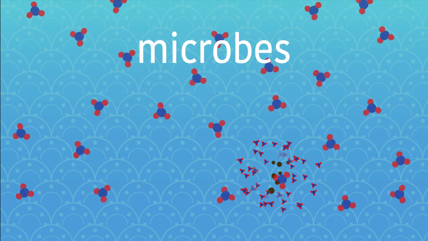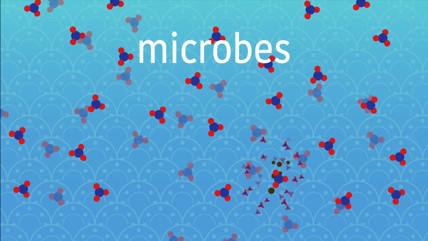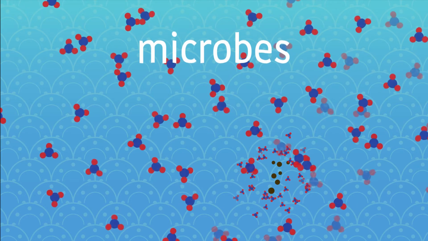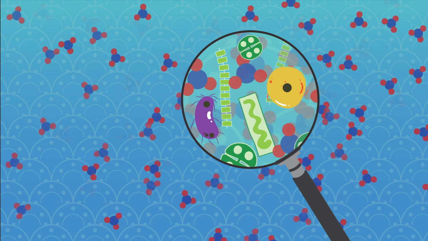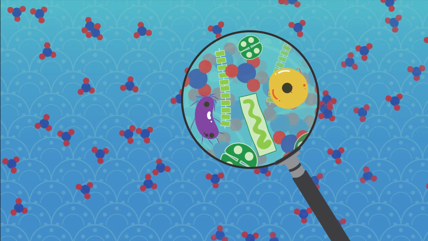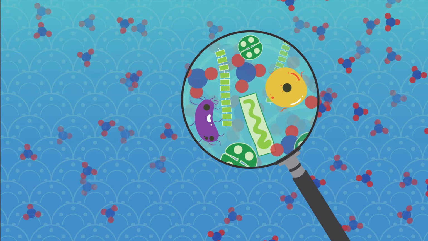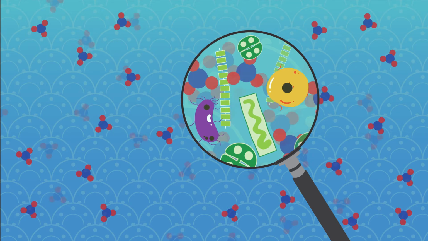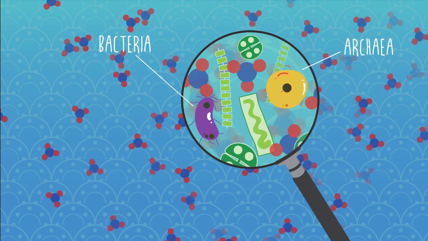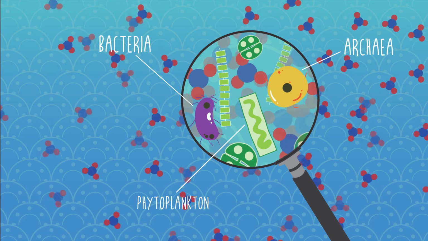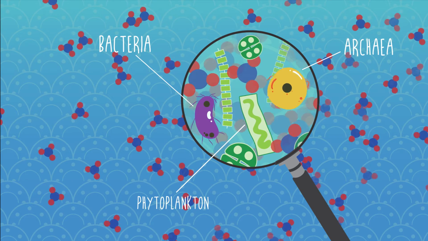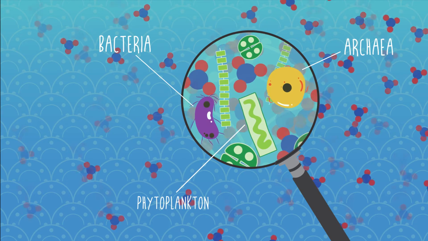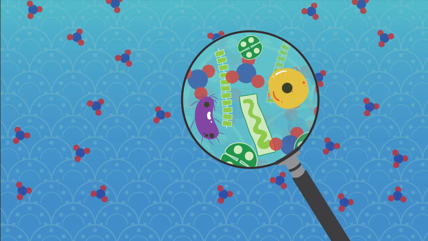Microbes are microscopic organisms that cannot be seen with the human eye, but make up a large proportion of the aquaponics biomass. They can be found throughout the entire aquaponics system. Bacteria, archaea, and phytoplankton are some of the microbes that can be found floating in your system's water or growing on surfaces like plant roots and the fish tank.